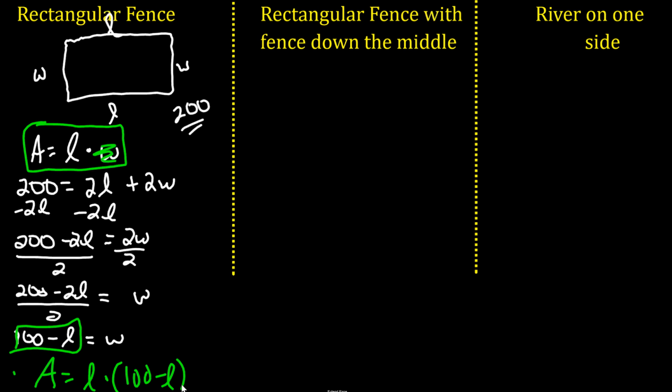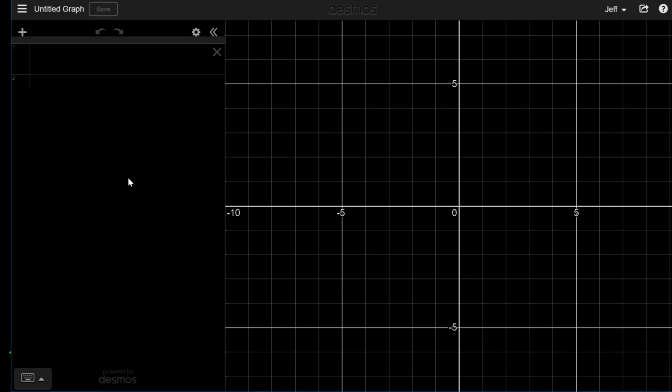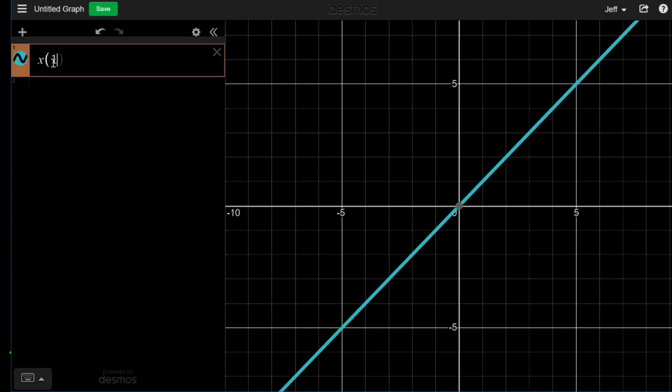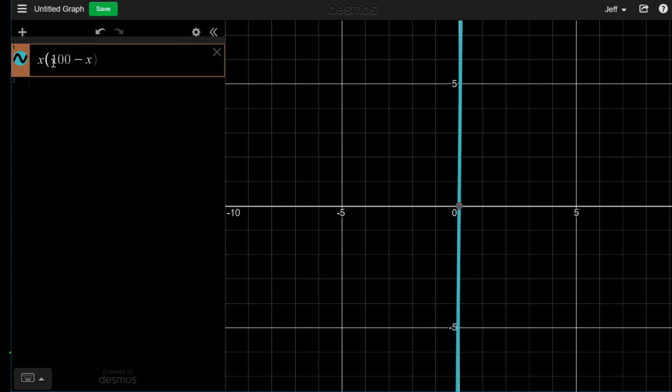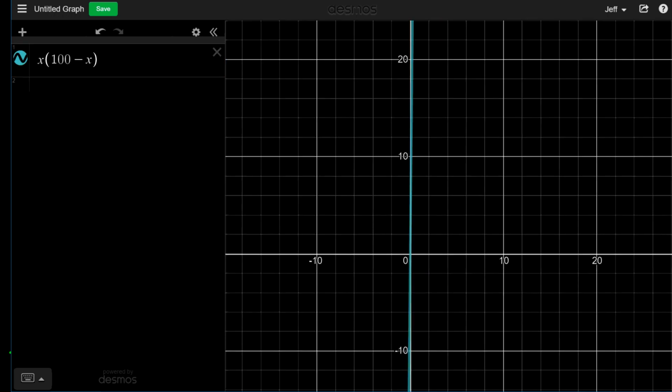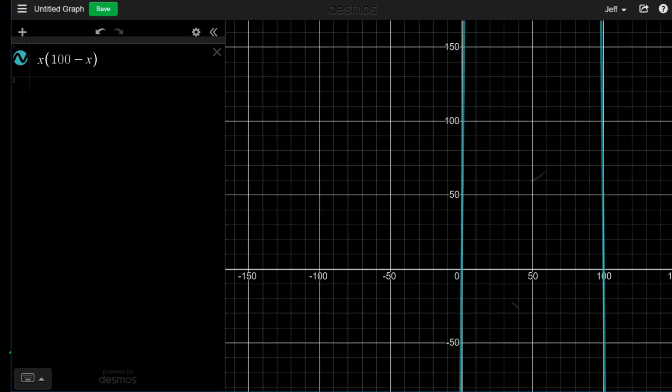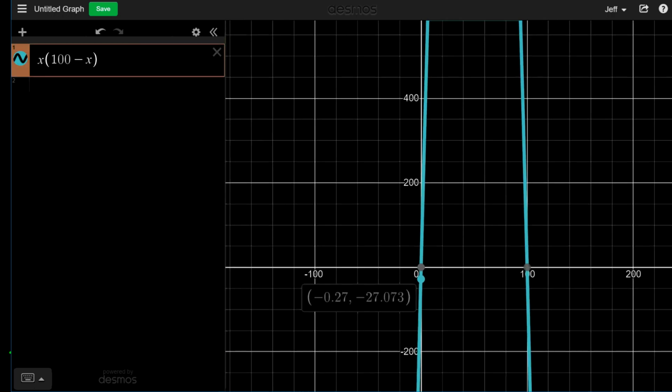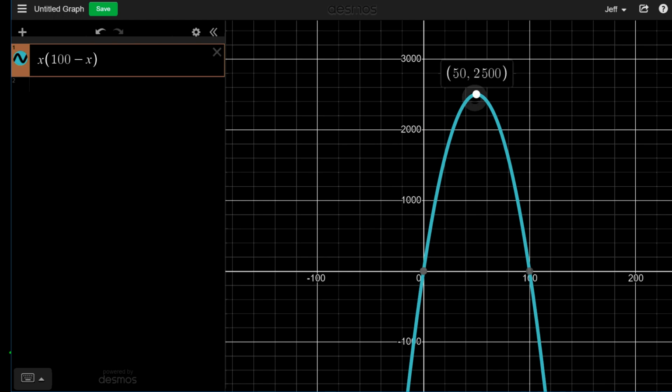Let's head over to Desmos. It's going to be length times 100 minus length, and I'm going to use X instead of L, because Desmos prefers us to use X. So X times 100 minus X. It's going to graph this for me, and I want to find the maximum area, so I'm looking for a maximum here. Come on. Okay, there we go. There's our maximum. Our maximum is when X equals 50, Y is going to be 2,500.